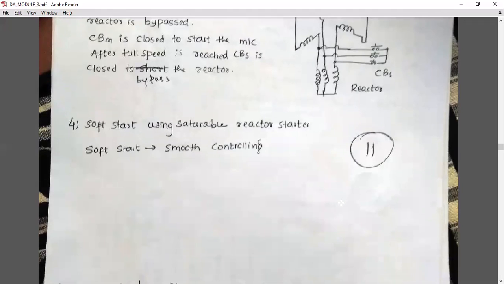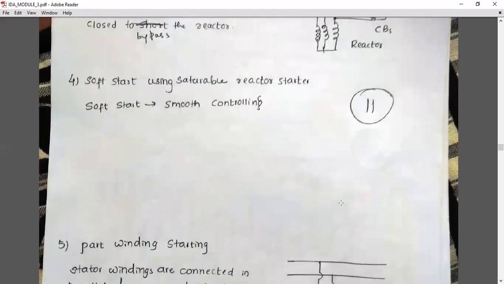Soft starting method. Next is the soft start using saturable reactor starter. Soft starting means smooth controlling operation. We are going to use power electronic devices to control the starting current, or thyristors, or MOSFETs, IGBTs. Those switches we are going to use to control the speed, which is nothing but the starting current.